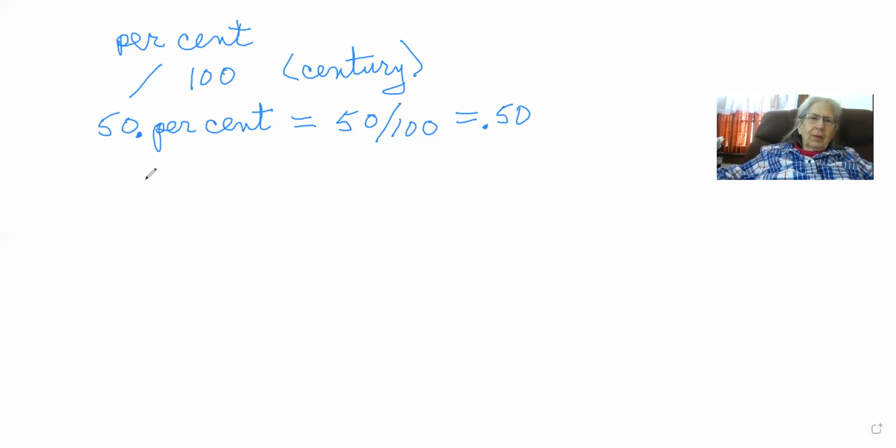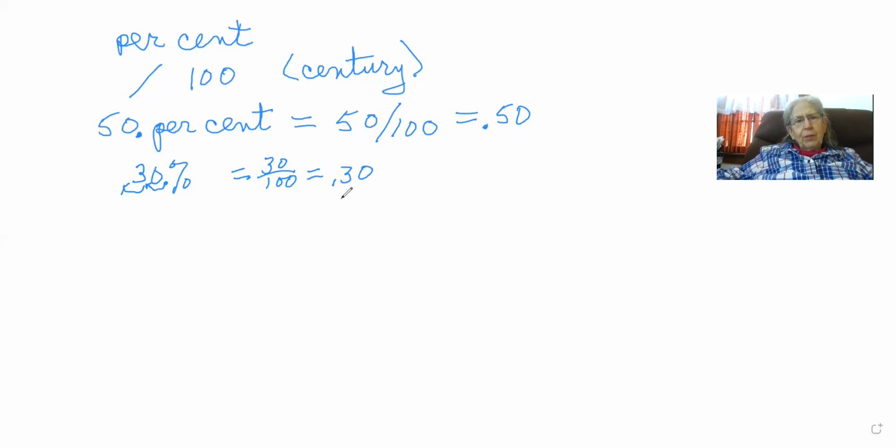Okay, so if we have 30%, that's going to be 30 over 100, which is 0.30. So we took this decimal place and we moved it 2 places. 1, 2. Because we divided by 100. And when you divide by 100, you move the decimal place. That moves the decimal place 2.